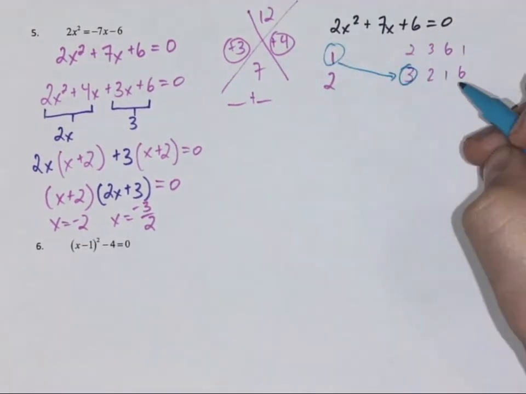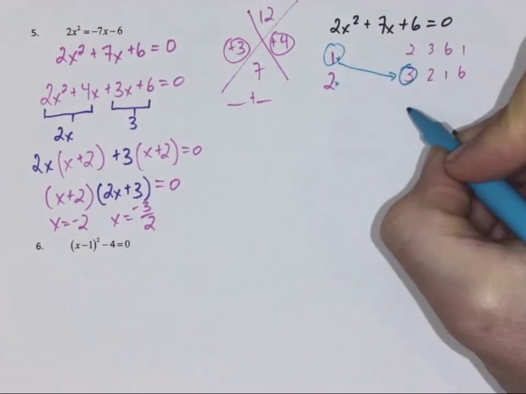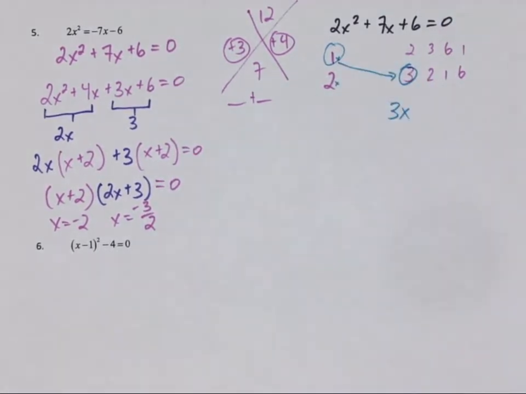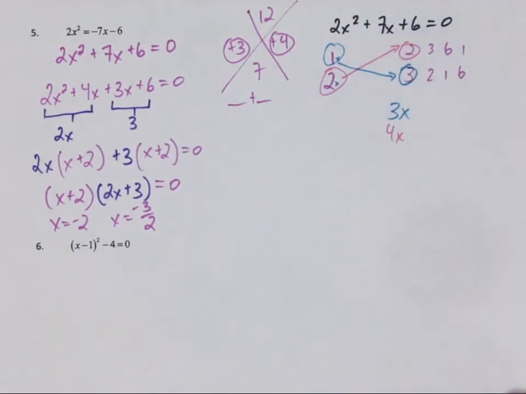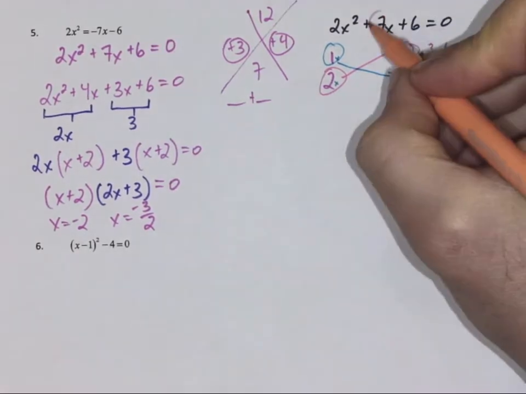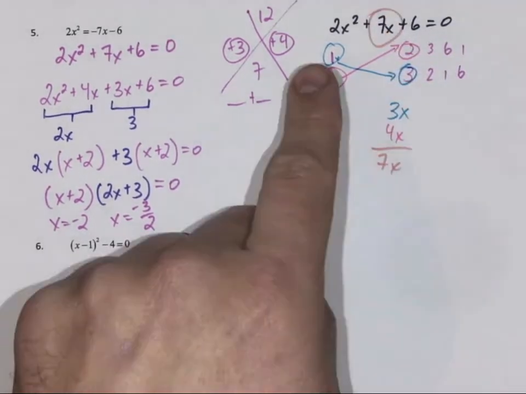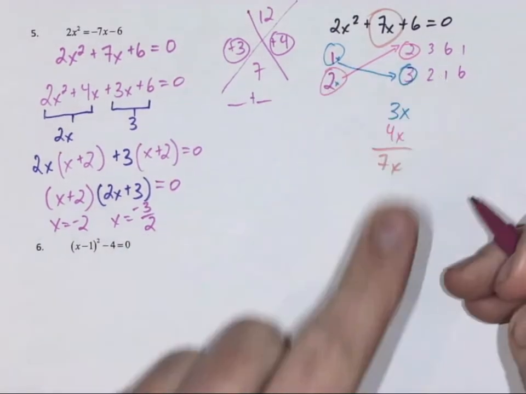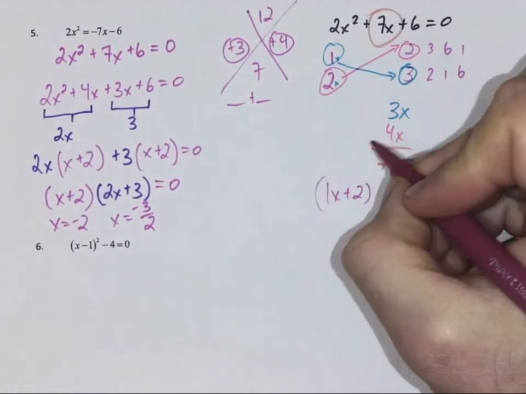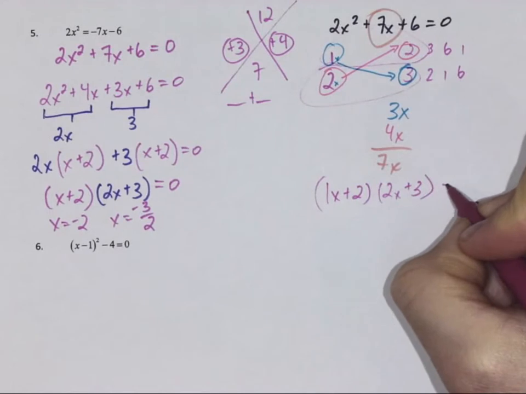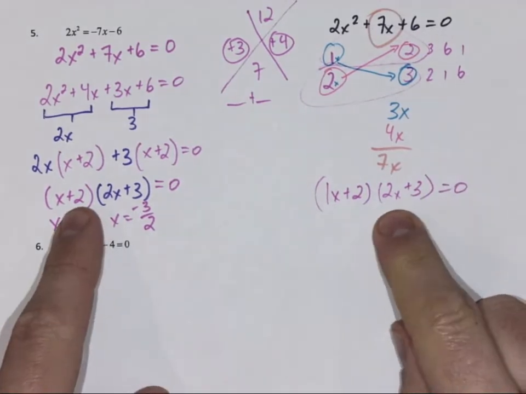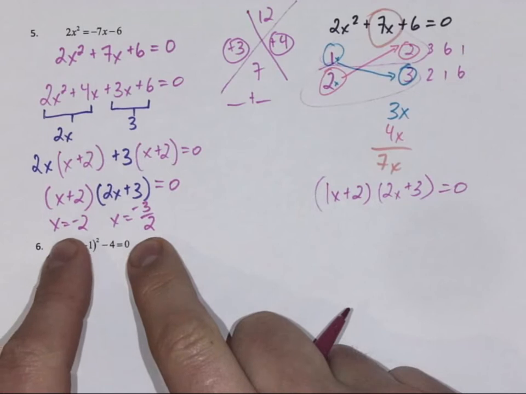1 times 3. Remember, all these are x's, so 1x times 3x is 3x. And 2x times 2 is 4x. When I add those together, that's 7x. I was trying to get to 7x. So now those are my brackets. I have 1x plus 2 in one bracket, and I have 2x plus 3 in the next bracket, and I factored. And then from there, I still get my two solutions.